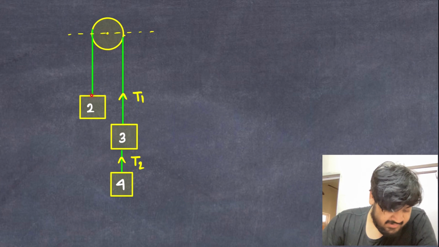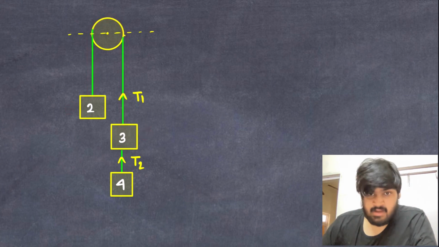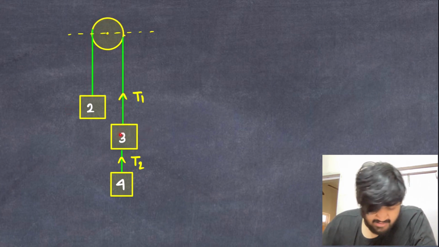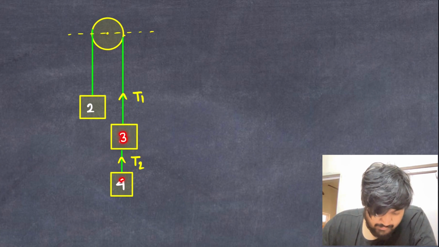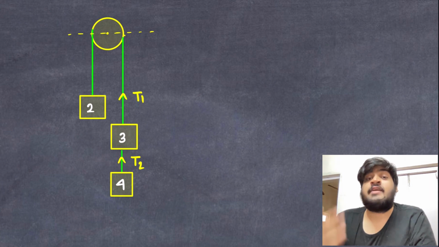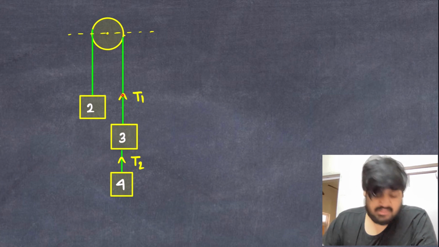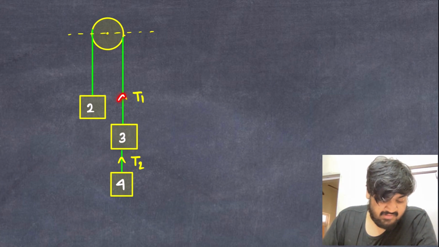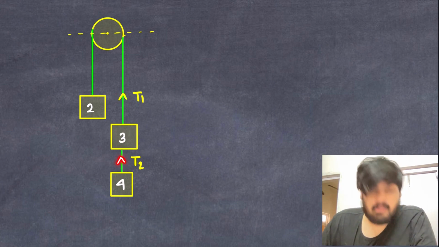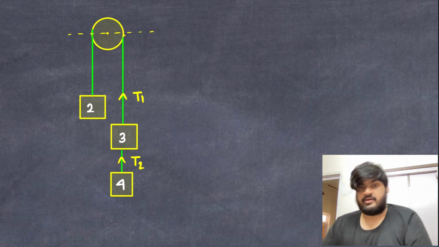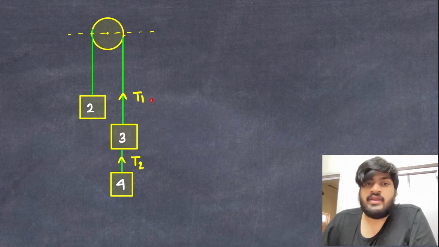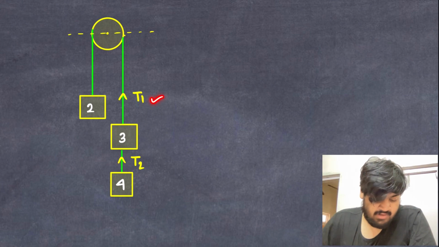But on different strings the tension will be different, right? See, this is one string which is passing over the pulley and connecting this 2 kg block and this 3 kg block, right? But there is also a separate string. The 3 kg block and the 4 kg block are connected by a separate string, right? So on a separate string, the tension will be different. So we will never assume that if the tension in this string is T1, the tension in this different string will also be T1. We will never assume that. Okay, so now we need to find the values of the tensions T1 and T2.